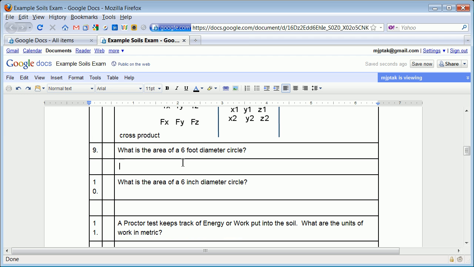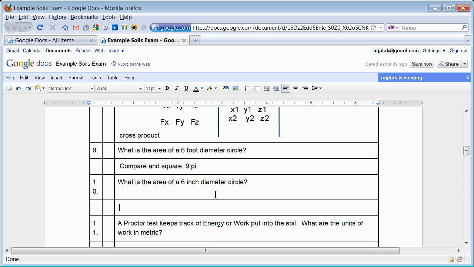What is the area of a 6-foot diameter circle? Compare and square. The pi is always there. 6 is 3 times bigger than a 2-foot circle. You pi it, you square it, you get 9 pi. The pi is on the top.